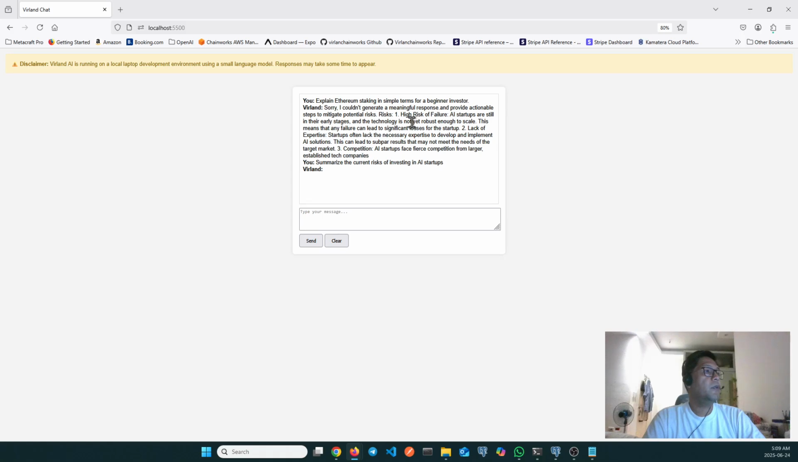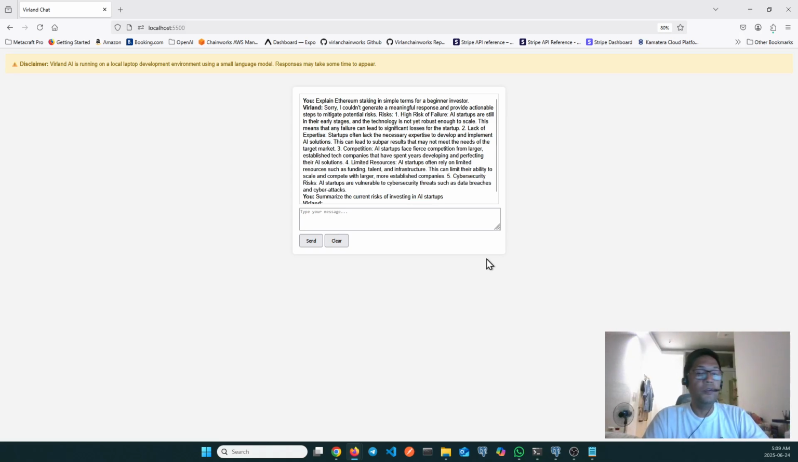But it goes: high risk of failure. AI startups are still in their early stages. Technology is not yet robust enough. This means that any failure can lead to significant losses. So it does give you a very good response. Sometimes you get, I don't have enough information to give a good response. That's because it's a very small subset of data that I've built, and I believe I'm using 4 bytes on this one, so it's very slow.